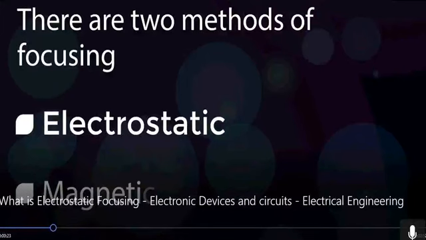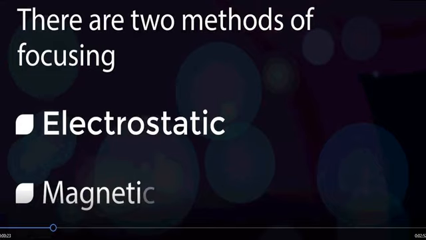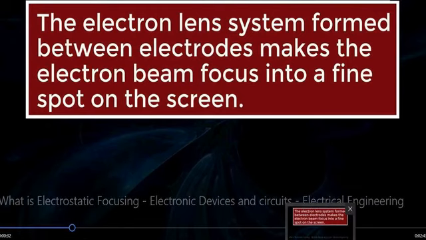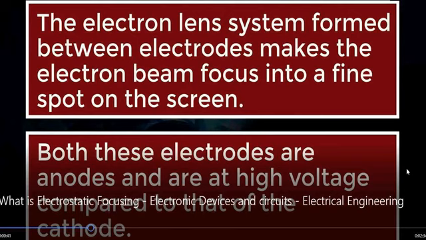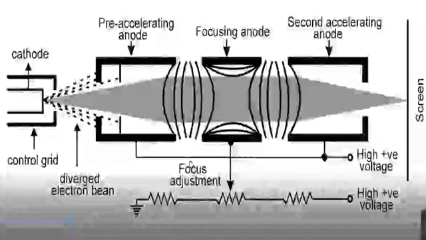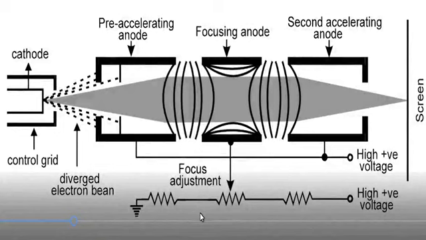Actually, there are two methods of focusing, electrostatic and magnetic. The electron lens system formed between electrodes makes the electron beam focus into a fine spot on the screen. Both these electrodes are anodes and are at high voltage compared to that of the cathode. Electrostatic focusing electron lens system is used in all CROs.